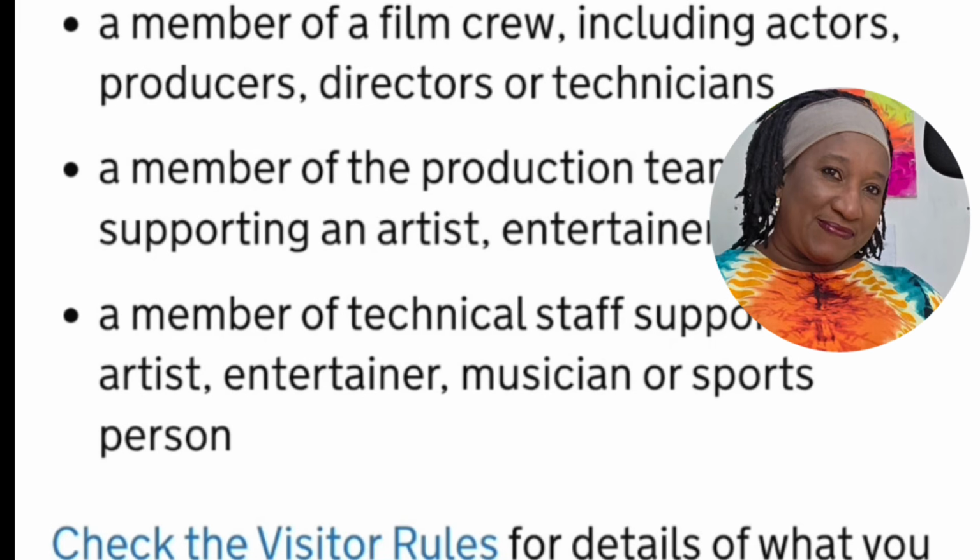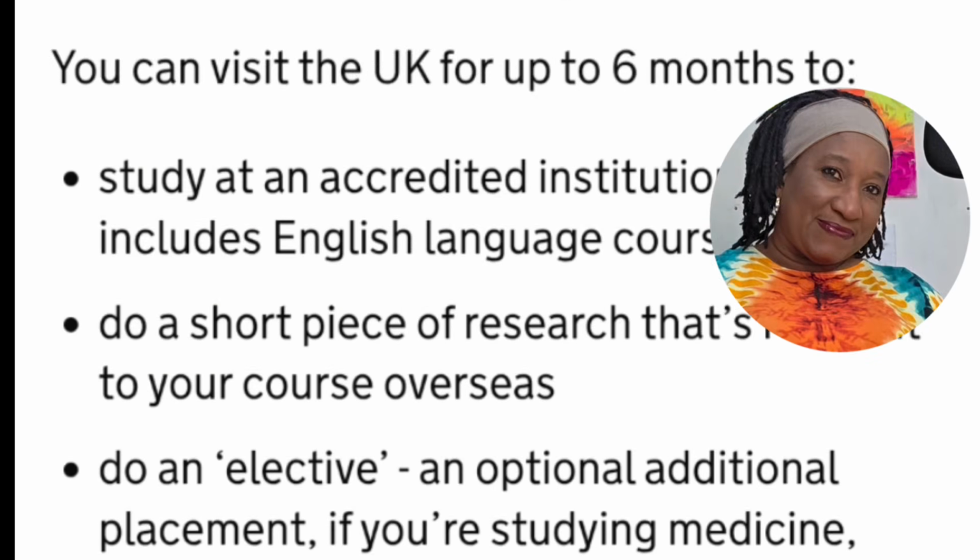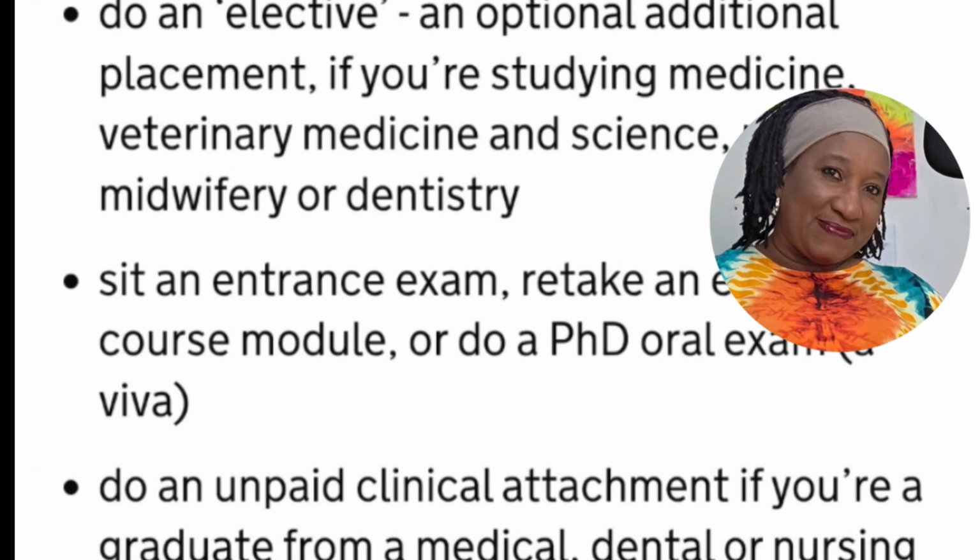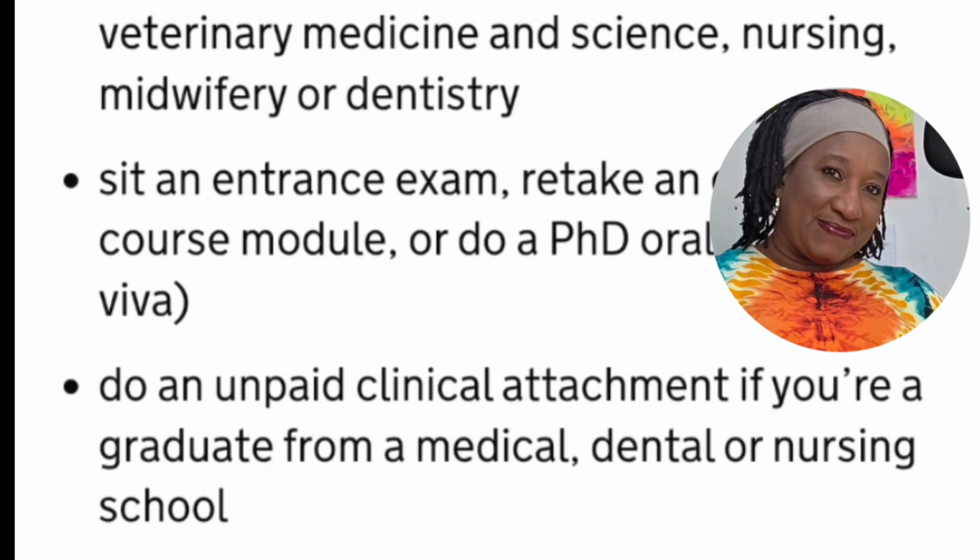So what is not permitted while still under the UK standard visitor visa? Under the UK standard visitor visa, you are not allowed to do paid or unpaid work for a UK company or as a self-employed person, unless you are doing a permitted paid engagement or event. And also, you cannot claim public funds, that is benefits.